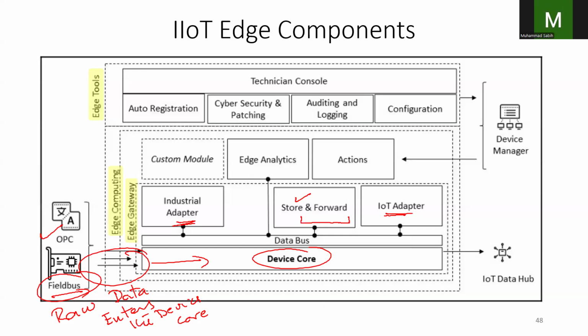Higher up in this stack, we see the edge computing functions. For example, we have the edge analytics here. We have actions. We have some custom modules that you may develop for any of the local processing. This is all local processing. From the IoT gateway, the data is managed, and then it comes to the computing, where it may have different parts. Then it comes to the edge tool.